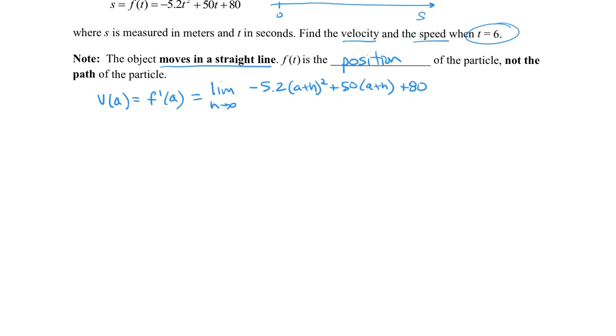Then I have to go minus f of a. Well, f of a is just like f of t, but I'm going to put an a in the place of the t. Okay, so that one's a little easier. Just remember I need a parenthesis here. So I go minus (5.2 a squared plus 50a plus 80), all over h. Now we've done enough of these where you'll probably get the idea that once we expand all of this, we're going to get a lot of things to cancel if we've done everything correctly.